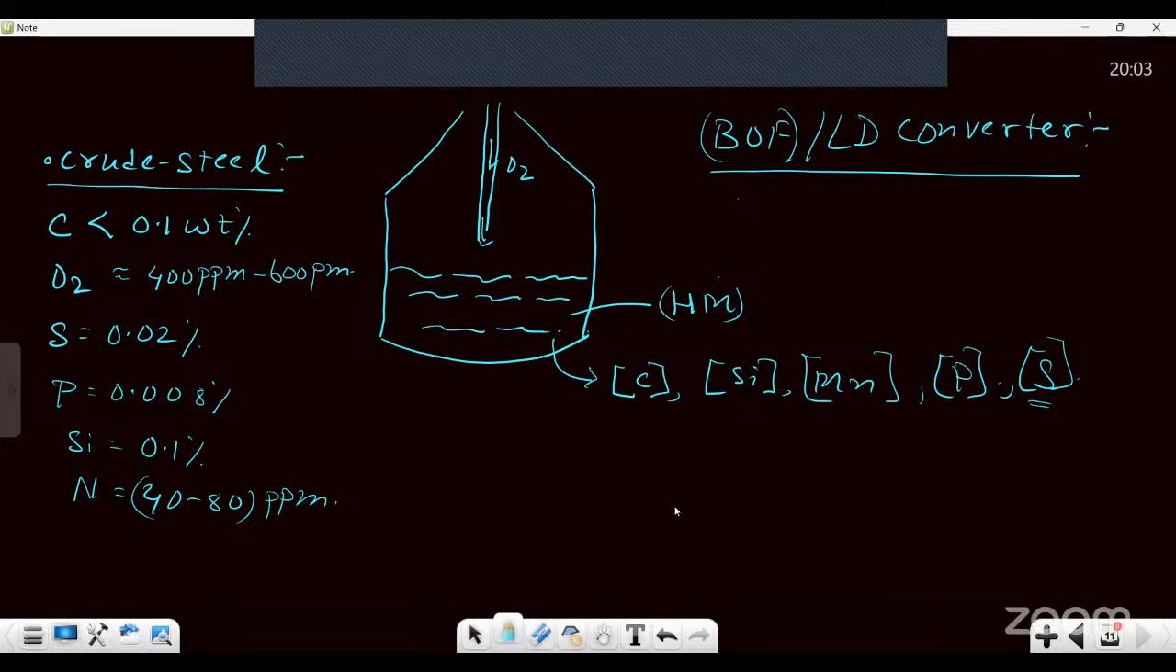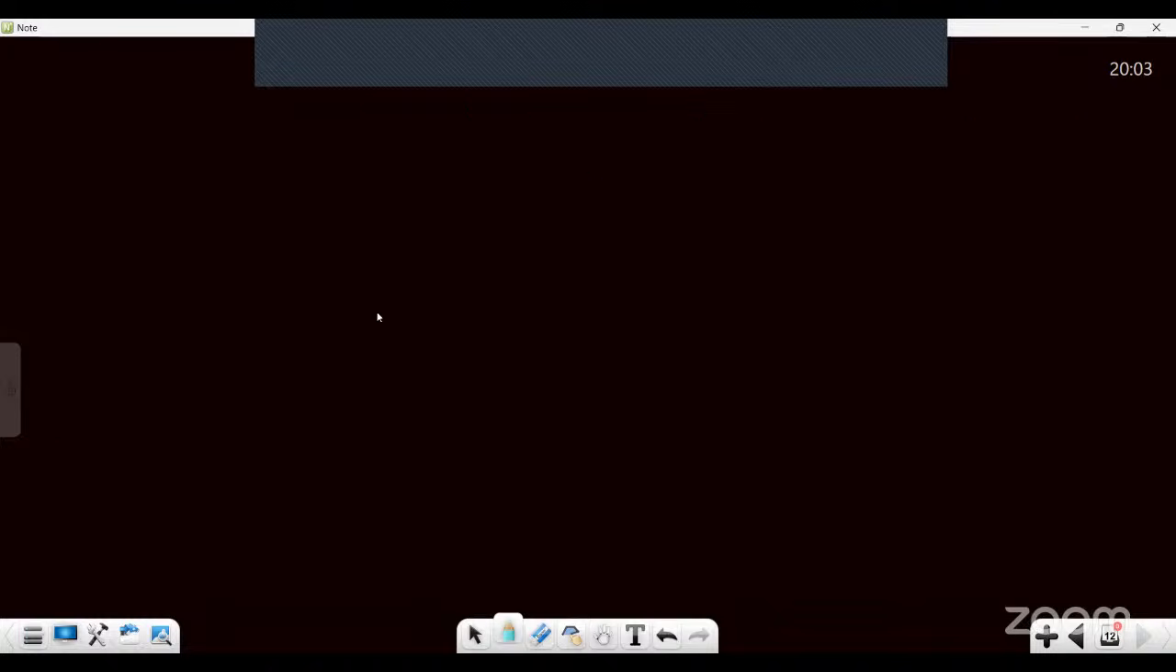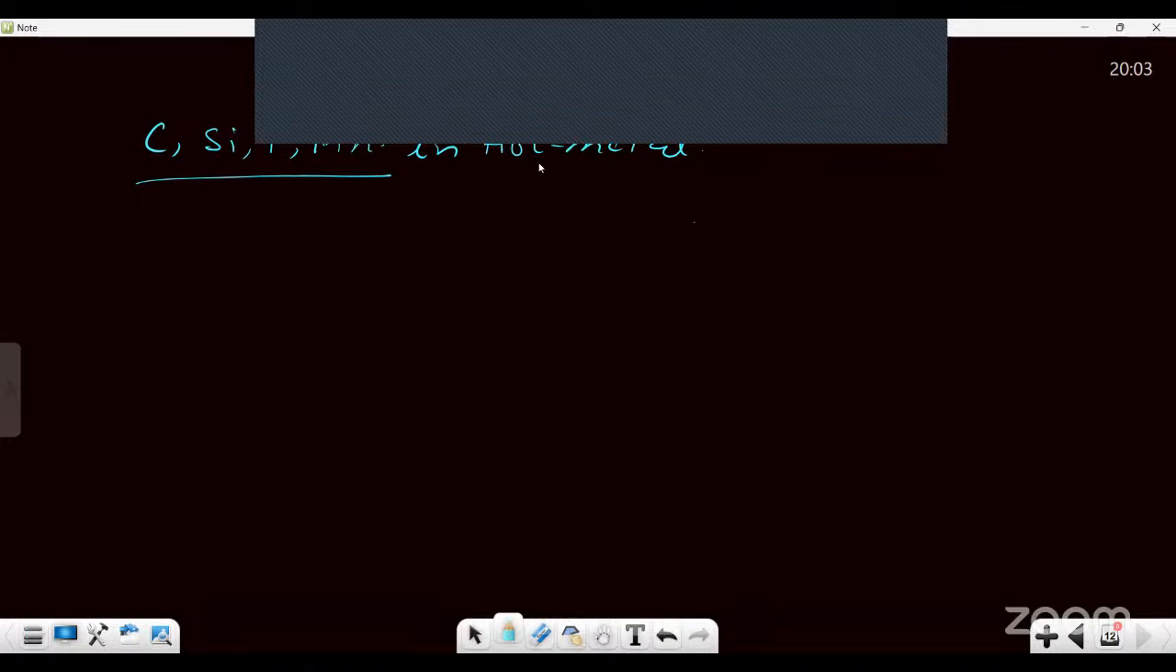Now we will see what happens when oxygen is blown. When we are blowing oxygen, we have carbon, silicon, phosphorus, manganese, all these in the hot metal. And then we start blowing oxygen.